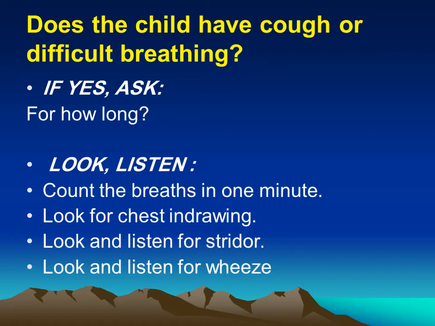You should look and listen. Count the breathing in 1 minute. You choose 1 minute because the child may sometimes have periodic breathing, so you should take the breathing count over 1 minute. Look for the chest indrawing, which means subcostal recession or retraction. Look and listen for stridor. Look and listen for wheeze.